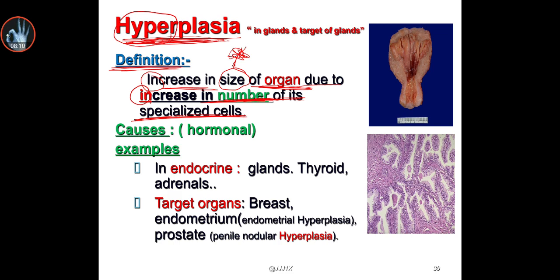So here, hyperplasia is an increase in the size of the organ due to the increase in the number of its cells or specialized cells. The most important thing here is that we must know that hyperplasia is an increase in the number of the cells. So when the number of the cells is increased, the organ increases its size.